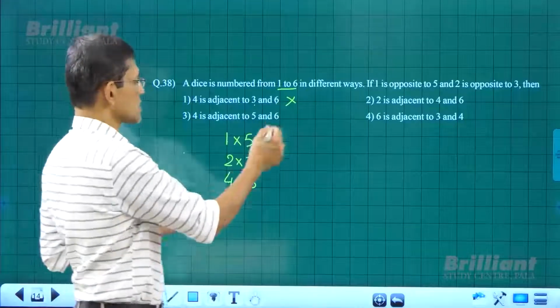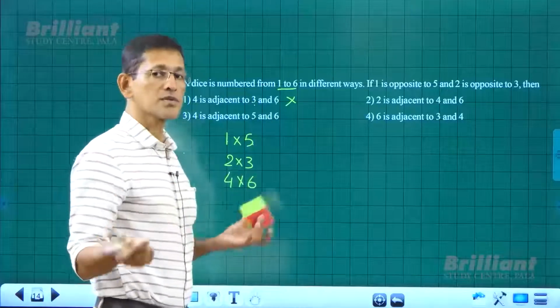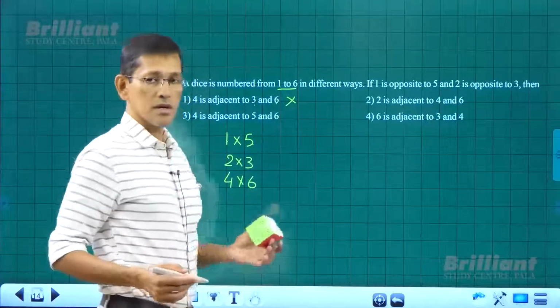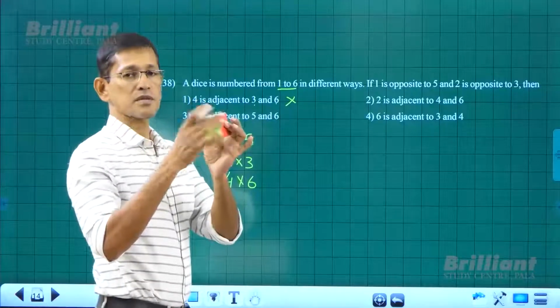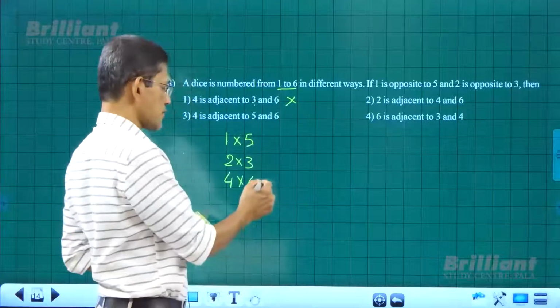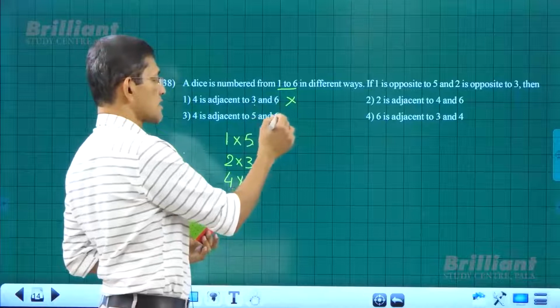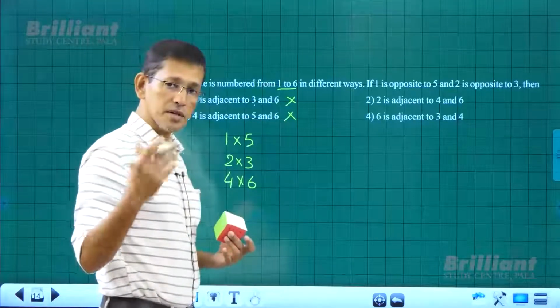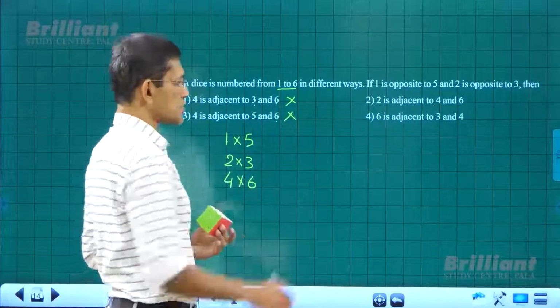Then 4 is adjacent to 5 and 6. Well, 4 cannot be adjacent to 6. 4 is opposite to 6. These two faces, they are opposite, means they cannot be adjacent. So 4 is adjacent to 5 and 6, not possible. 4 can be adjacent to 5, but 4 cannot be adjacent to 6.